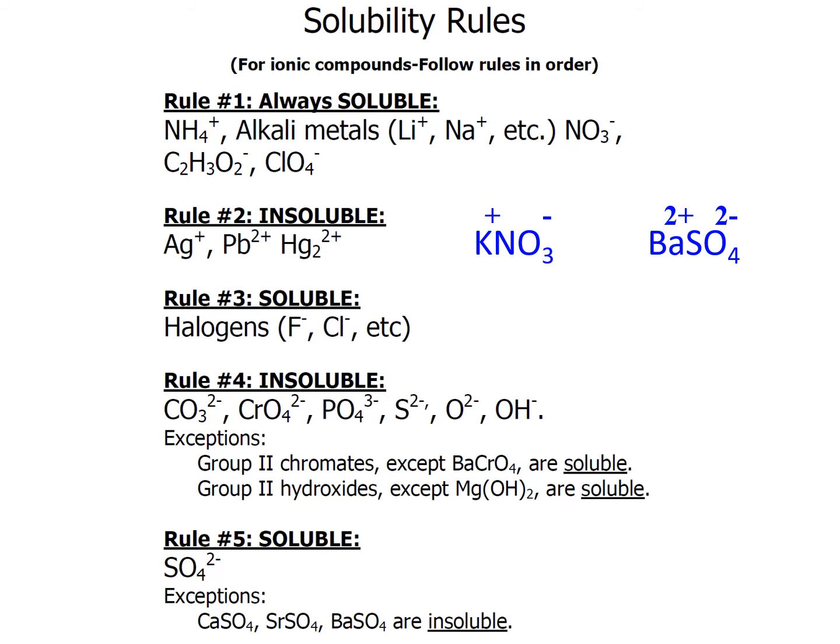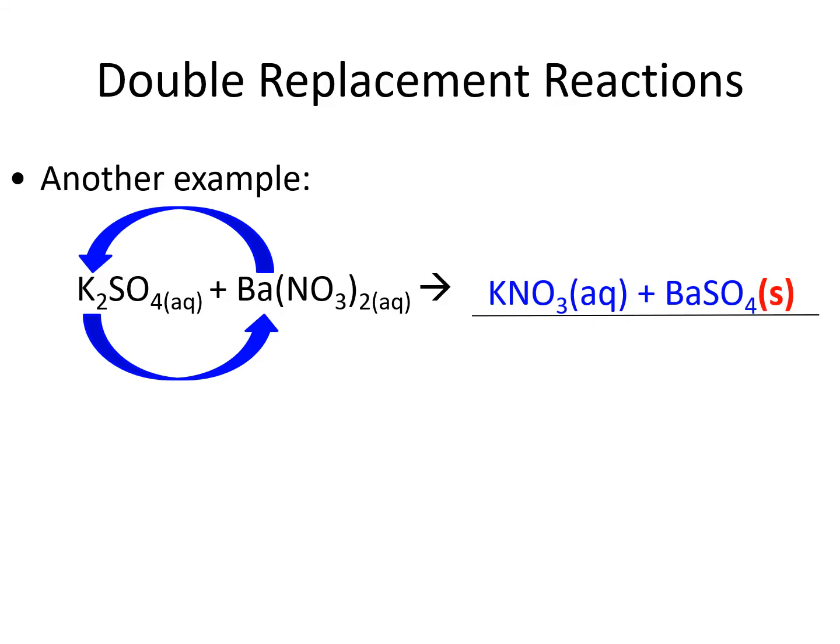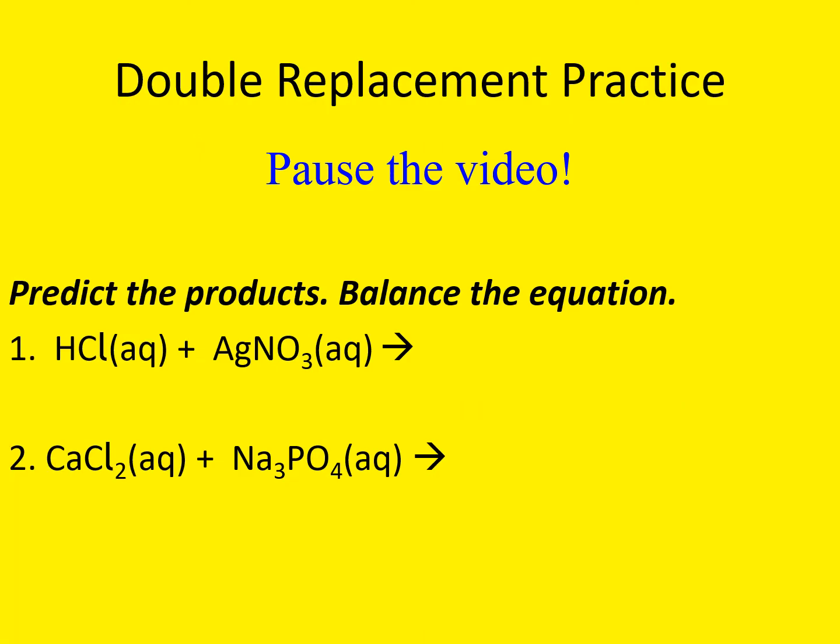But you always have to read the exceptions. Look at that. Barium sulfate is insoluble. That means I will be able to write an S after it. It will precipitate. This reaction can proceed. So this is a good double replacement reaction, so I might as well balance it now. I see 2 potassiums on the left, only 1 on the right.